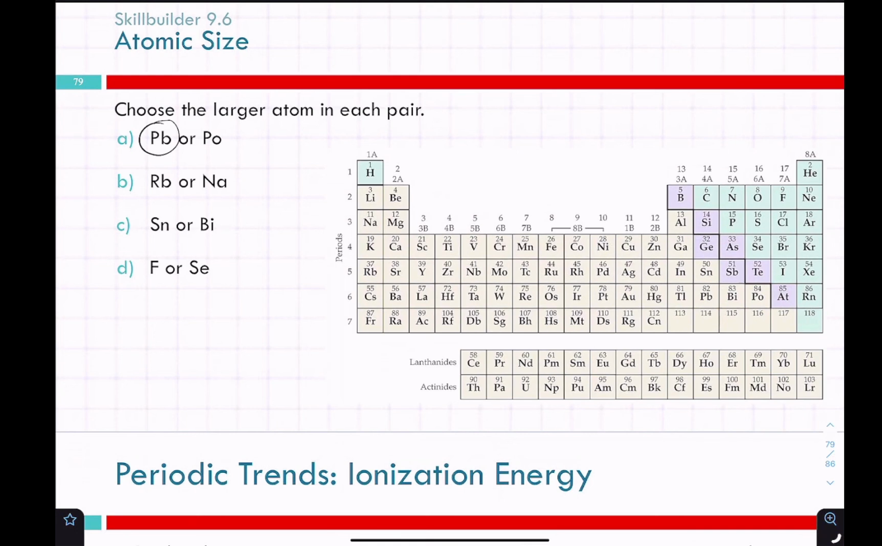All right, so then rubidium or sodium? Rubidium's closer to cesium. Now tin or bismuth? Bismuth. Why bismuth?